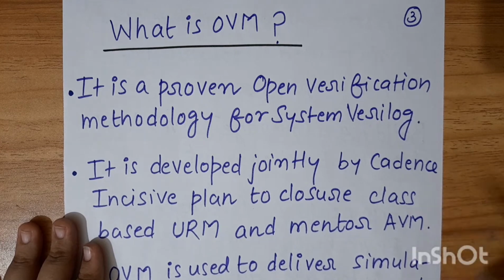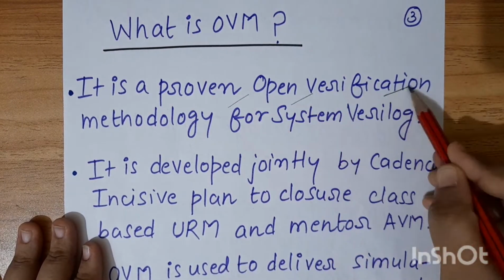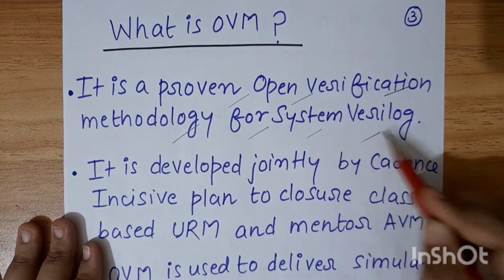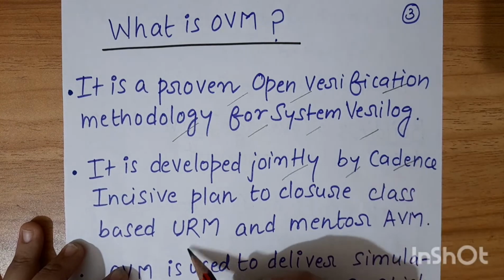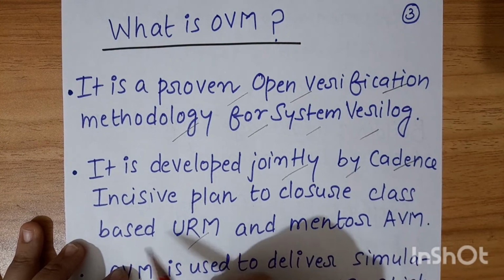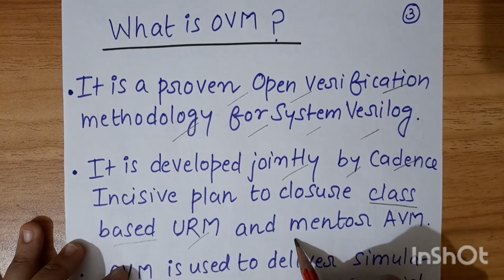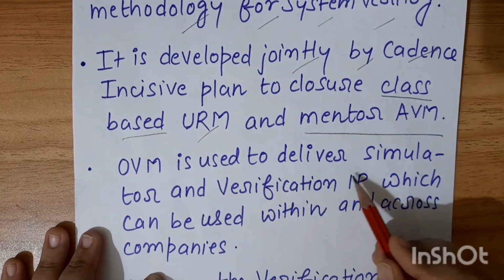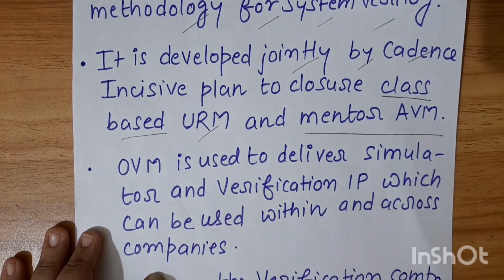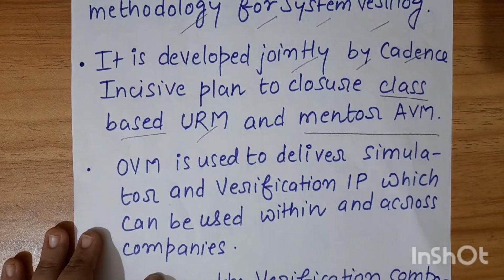Now what is OVM? OVM is a proven Open Verification Methodology for SystemVerilog. It is jointly developed by Cadence, with its URM based methodology, which is class based, and Mentor's AVM methodology. OVM is used to deliver simulator and verification IPs which can be used within and across companies. They provide licenses, so other companies buy the licenses and make use of this verification IP.